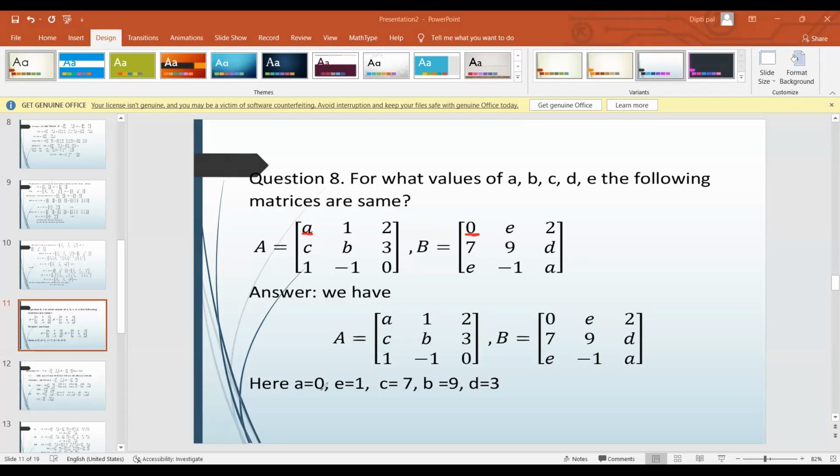So a equal to 0 and this equal to e. So equal to 1 and this 2 equal to 2 and this c equal to this element. So this is double and b equal to this, which is 9. Okay. And d equal to this, which is 3, equal to 1 minus 1 equal to 0. So is that clear how we can find the values of a, b, c and d?